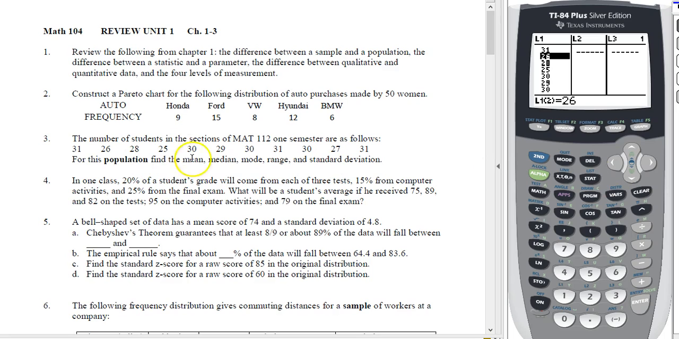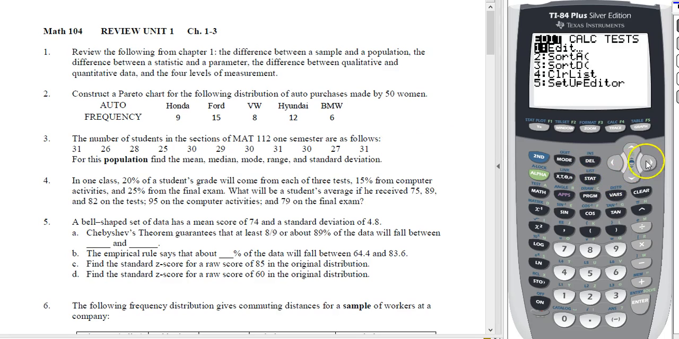All right, so to find most of these parameters, you just go to Stats and over to the Calculate menu and hit Enter for one variable statistics, and then tell it to use list 1. Now, if your calculator brings up an extra screen here, then make sure that it selects list 1 for the data and that the frequency list is blank. So it's just using list 1. And then hit Enter.